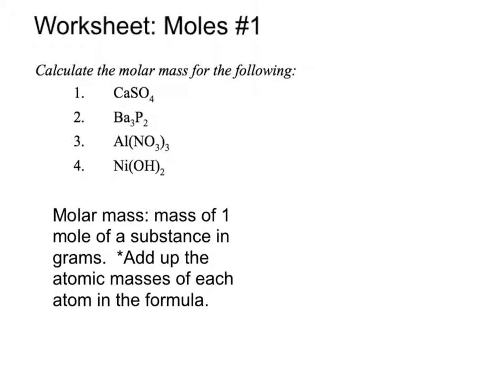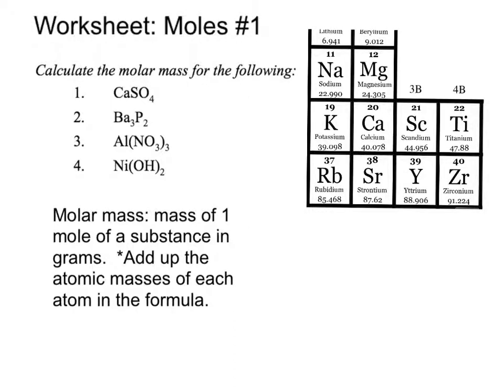Let's try this out with our first example, calcium sulfate. To look up the atomic masses, we have to look at the periodic table. Let's start by taking a look for calcium. And so the atomic mass for calcium is 40.078.